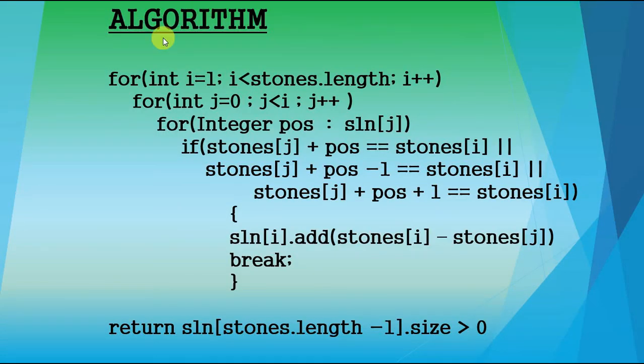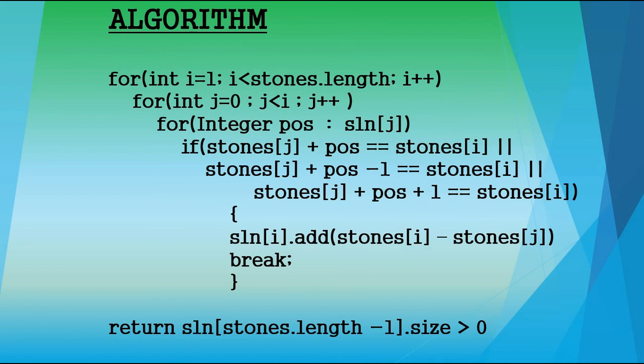So here we are at the algorithm. I have used 3 for loops. The first loop is for I, and that is going to run for the entire length of the array. The second loop is for j, which is going to start from the base position, which is 0, and it's going to proceed towards I. And the third loop is for all the recorded last jumps in a jth cell.